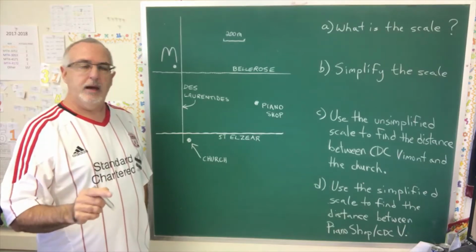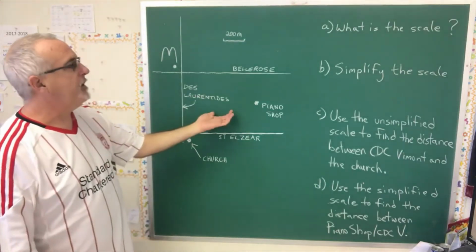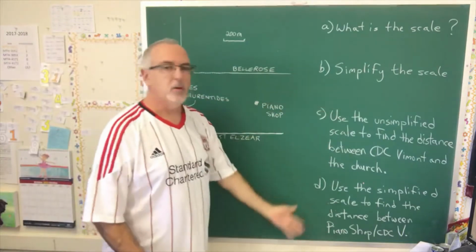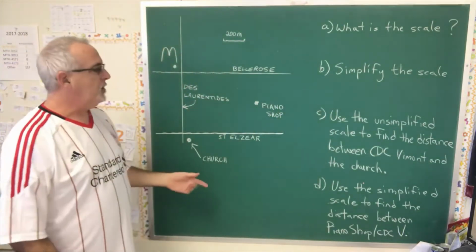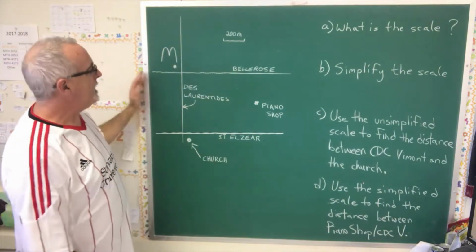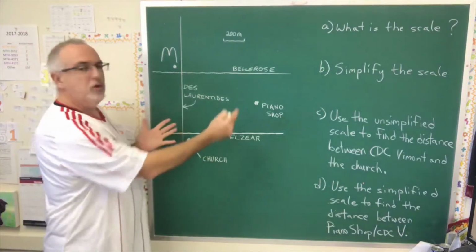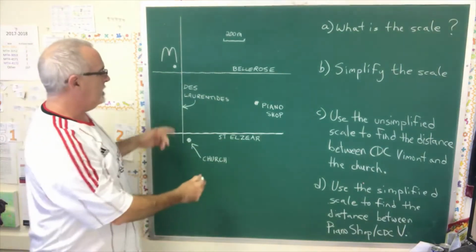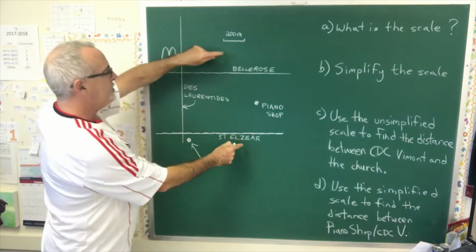Today's daily dose of math is using a map to find the scale and answer questions. This is for the Math P023 course. Here we have a map that shows a neighborhood. We have some of the things marked. A couple of streets are marked.